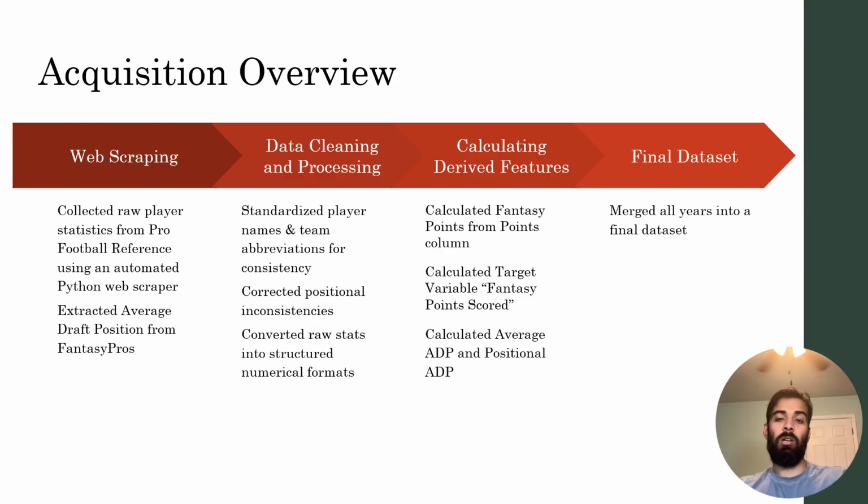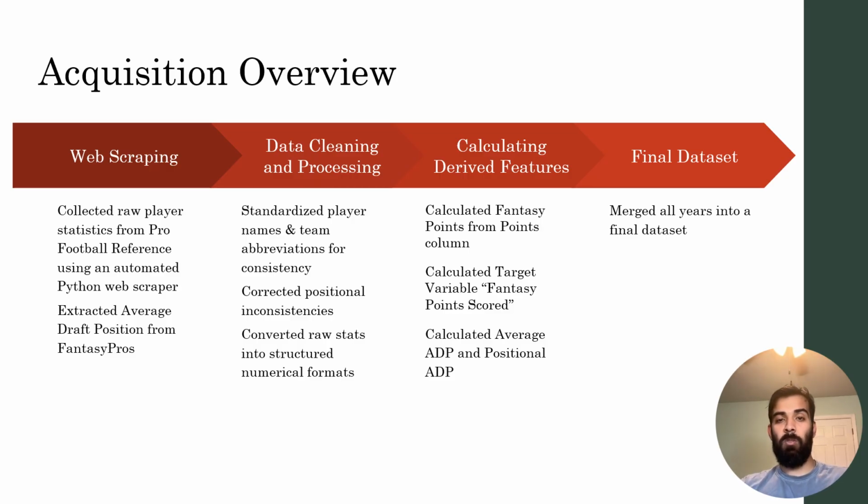So, for example, in our case, we did not want players that were punters or non offensive players. And we also converted our raw statistics into structured numerical columns. After that, we calculated our derived features. Fantasy points from points allowed was calculated as the amount of fantasy points a defense would have received from allowed points on a weekly basis.